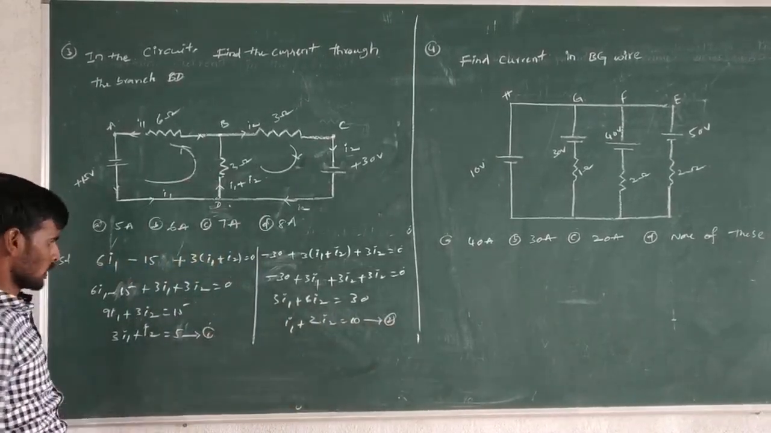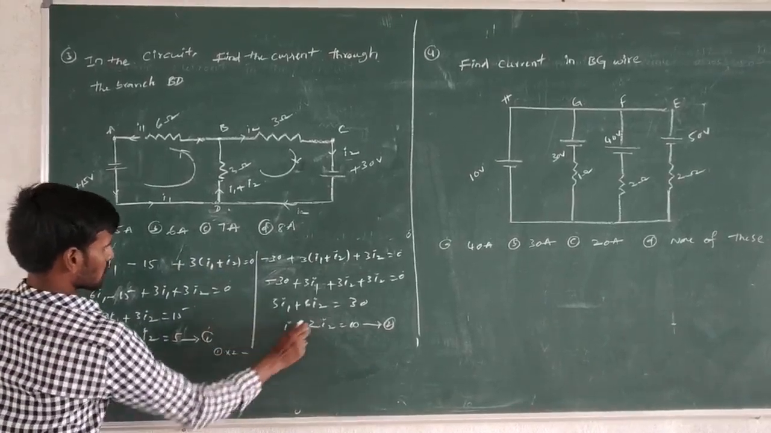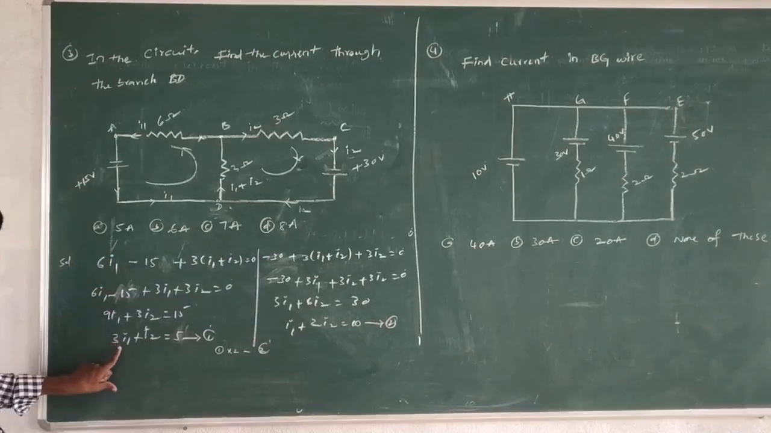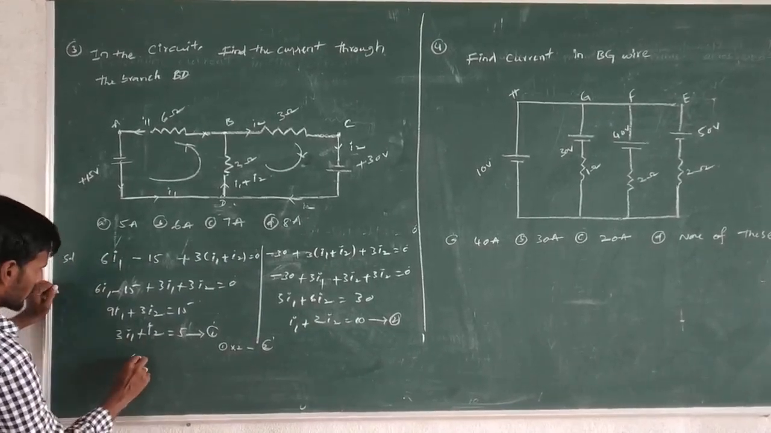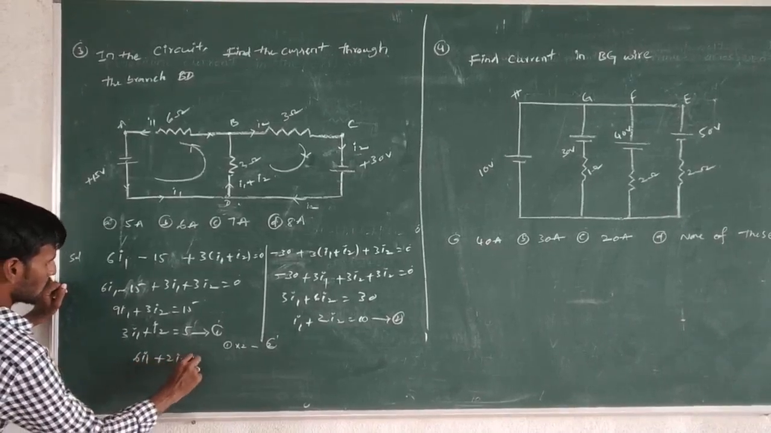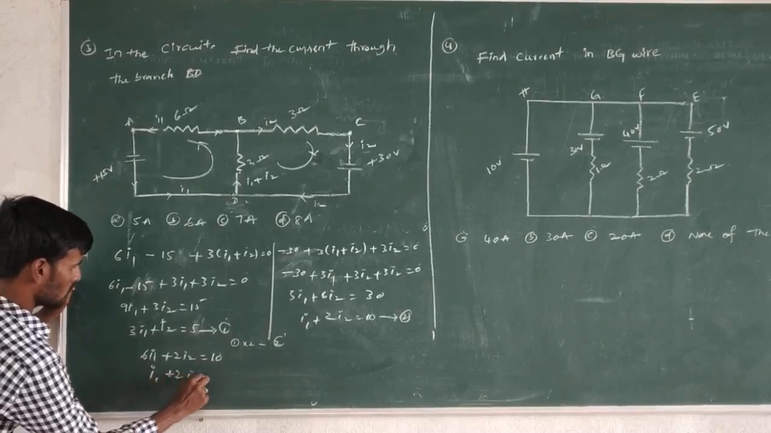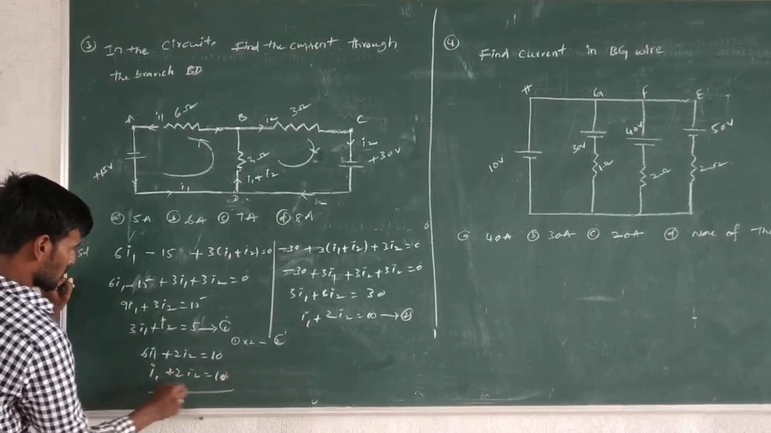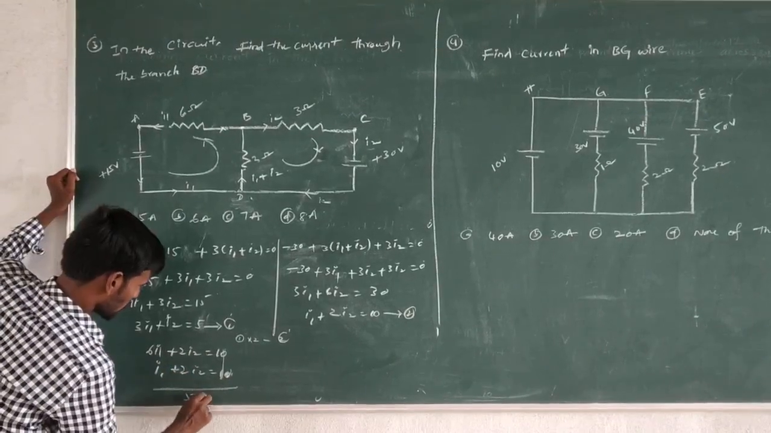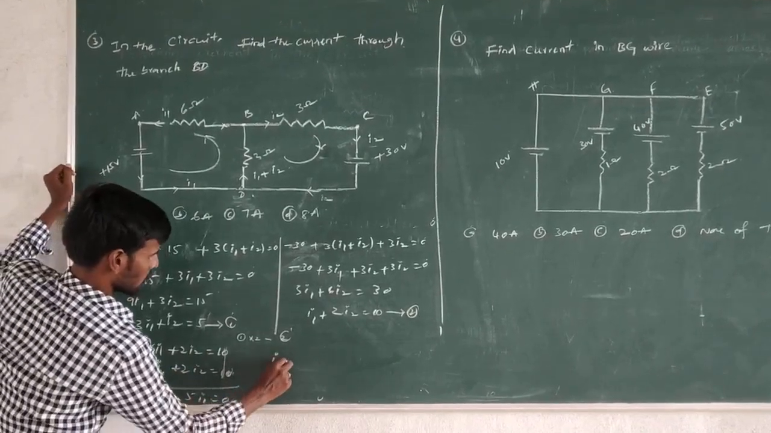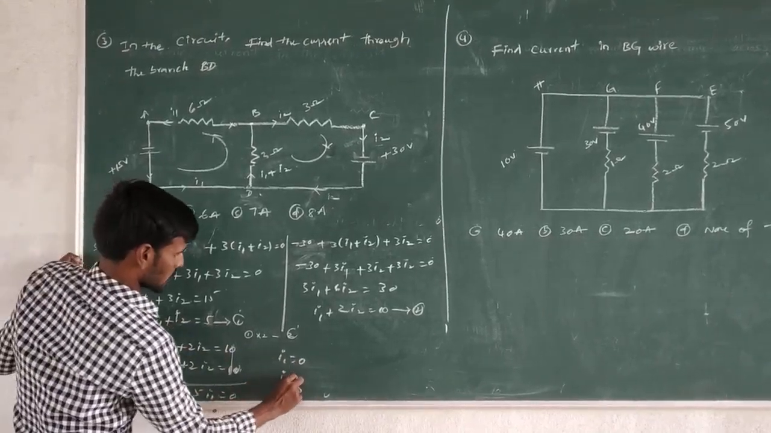Solving these two equations: multiply equation 1 by 2 and subtract it from equation 2. Multiplying by 2 gives 6I1 plus 2I2 is equal to 10, and here I1 plus 2I2 is equal to 10. The 10 cancels and the 2I2 cancels, so finally I1 is equal to 0. Substituting this value in the equation, we get I2 is equal to 5.